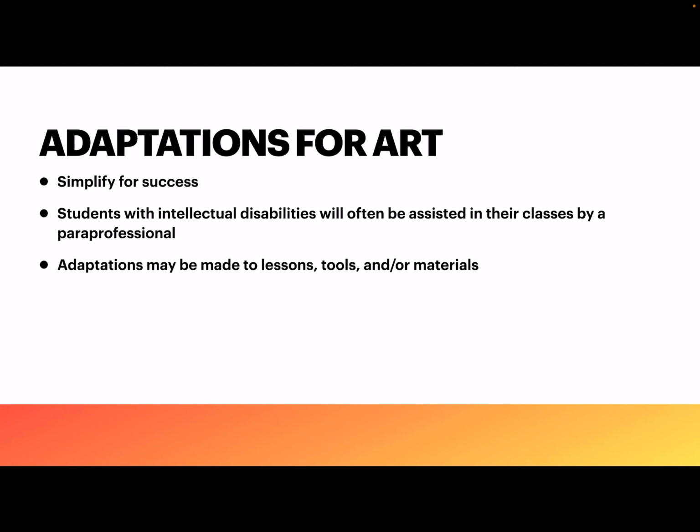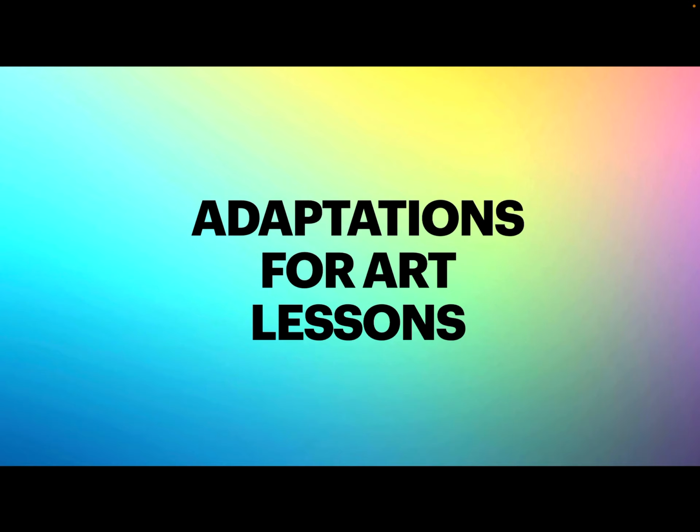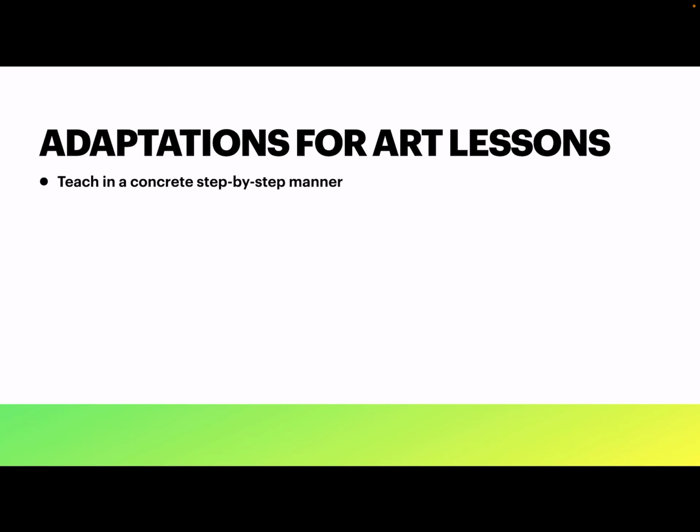Adaptations may be made to lessons, tools, and/or materials. Adaptations for art lessons: teach in a concrete step-by-step manner. Repetition and reinforcement are essential here. Chunk information and explain only 1 or 2 steps at a time to make it more manageable. Also, model the steps. Provide visual step-by-step handouts or samples of each step of the task.